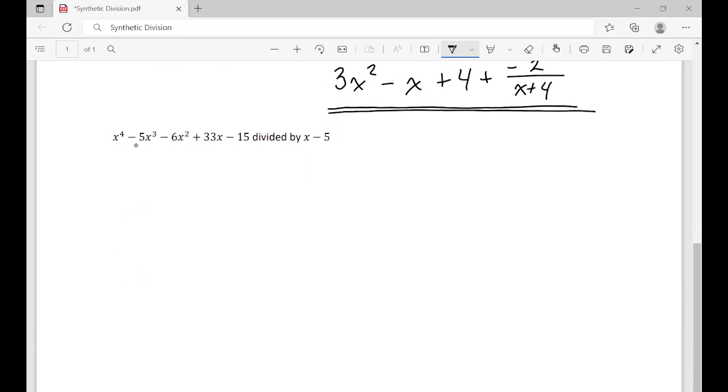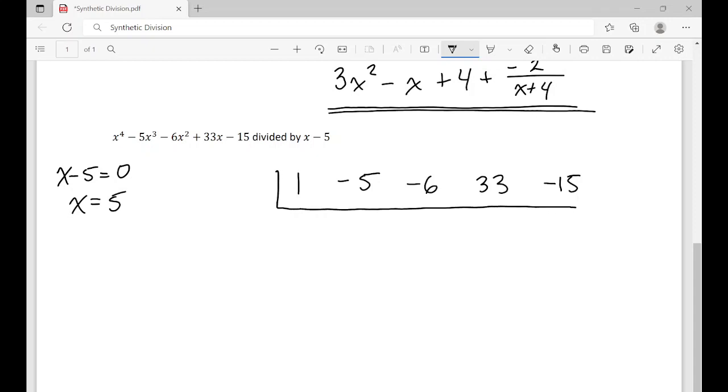Next we have x to the fourth minus 5x cubed minus 6x squared plus 33x minus 15 divided by x minus 5. So I take my x minus 5, set it equal to 0, and I'm going to get x equals 5. And so now I'm going to take the coefficients of everything and write them out. So 1, negative 5, negative 6, 33, and negative 15. Put my division symbol around and put my 5 in.